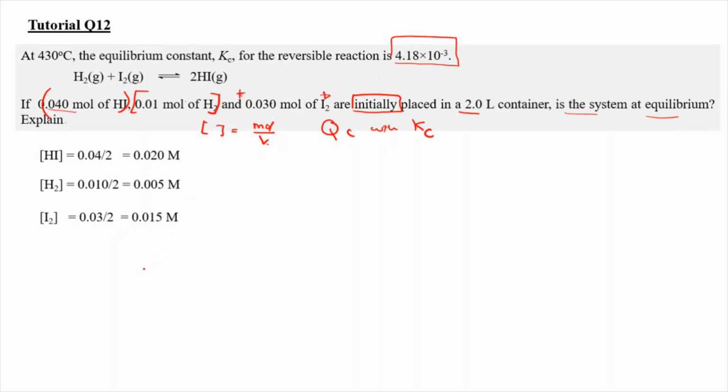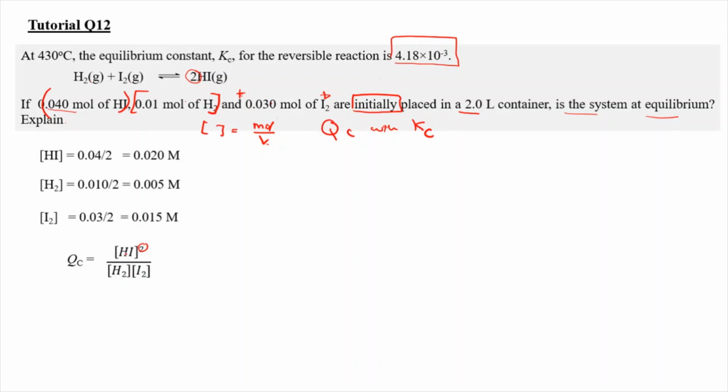Okay, and then we can write our Qc expression, which is Qc equal to the concentration of the product, which is HI to the power of 2, which is the stoichiometry, divided by the concentration of each of the reactants, H2 and I2.